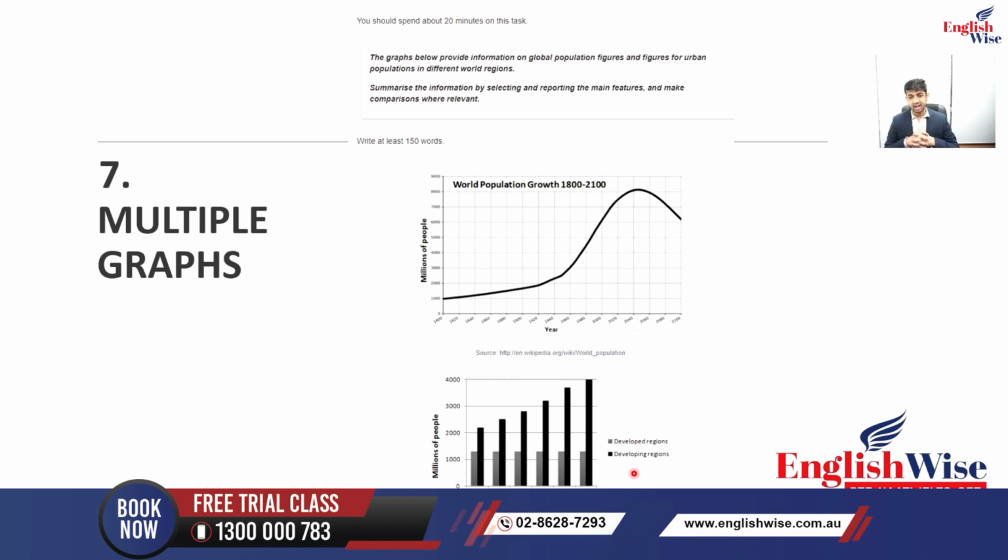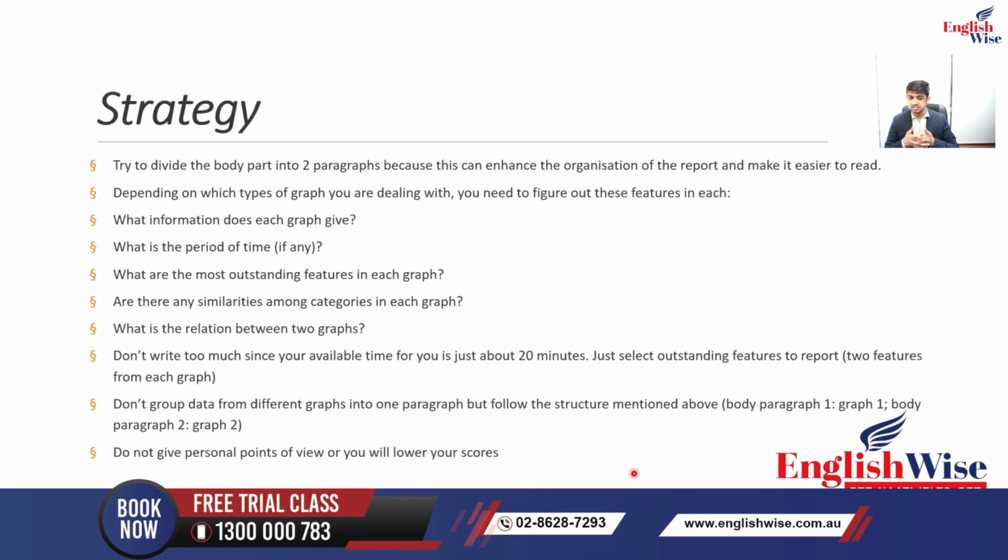The question can have two different types of graphs that we previously saw, and you have to represent both of these in your response for task 1. So for these questions, divide your answer into two different body paragraphs. See which graphs you are dealing with, what features you can represent, what information each specific graph is giving you, what the time period given in the graph is, if there is any, what features in both graphs are common, whether there are any similarities between the two graphs, and what their relation is.